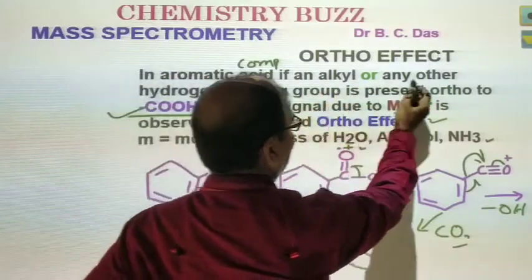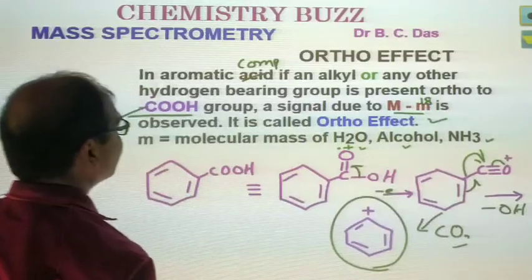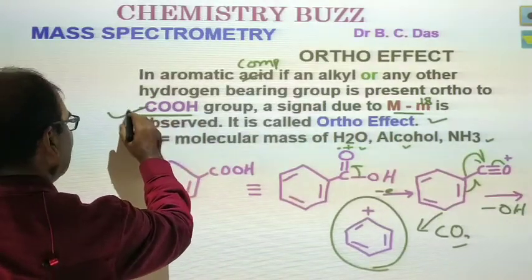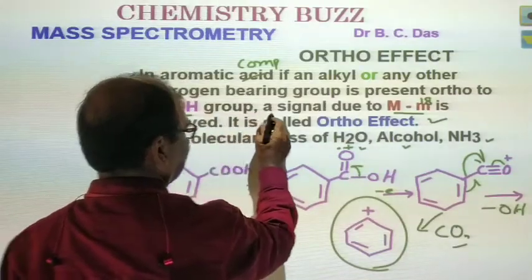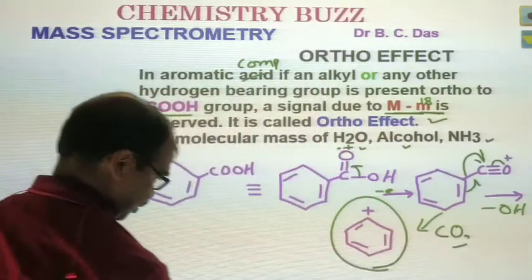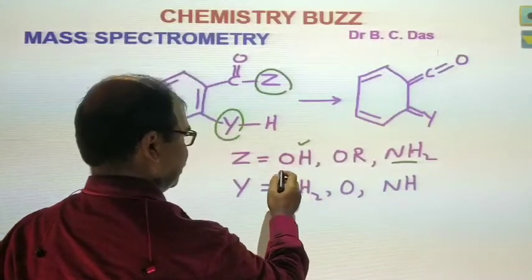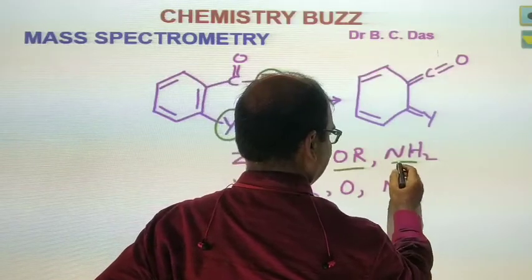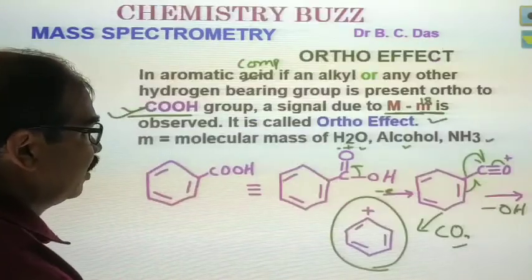if an alkyl or any other hydrogen bearing group is present ortho to a group, a signal due to M minus N is observed. That M minus N will be the water or alcohol, and in the other case it will be the ammonia.